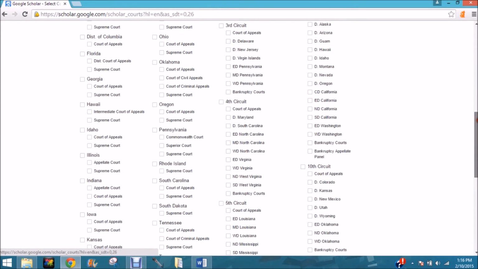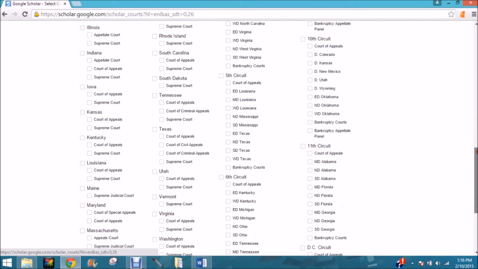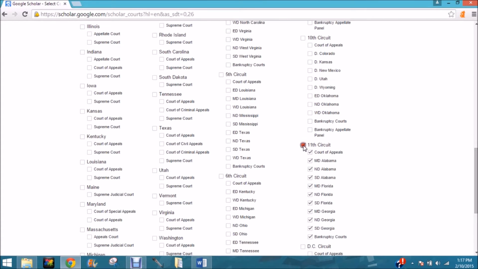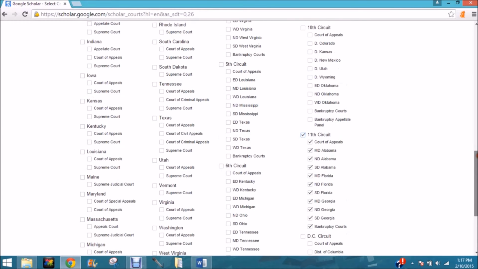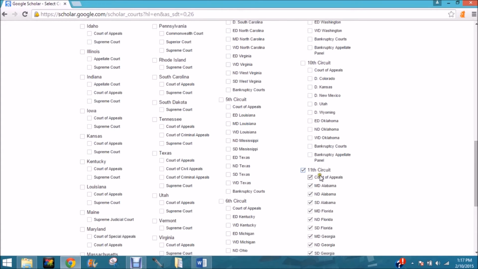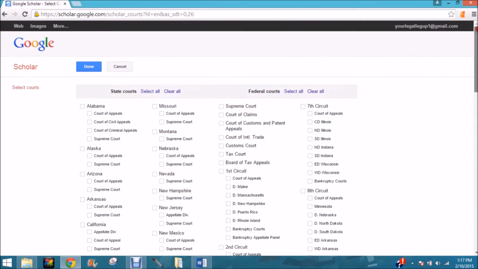And now we're going to find the 11th Circuit down here. And notice that when we click on 11th Circuit, all of the courts, Court of Appeals for Alabama, Florida, Georgia, they all show up. So we're going to find a case in any of those particular jurisdictions or the Court of Appeals itself, okay? And that's really what we're looking for, ideally, is the Court of Appeals. Now we go back up here and click Done.